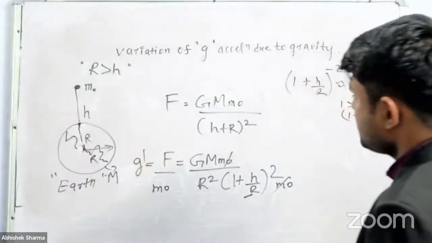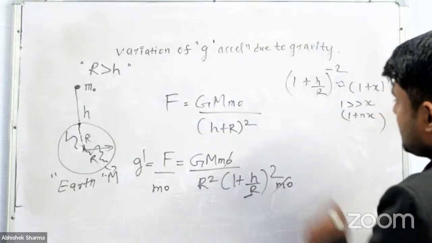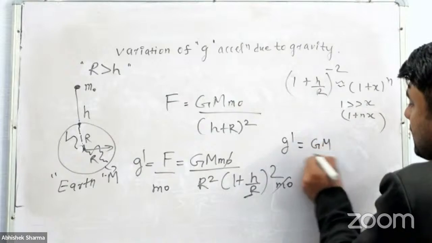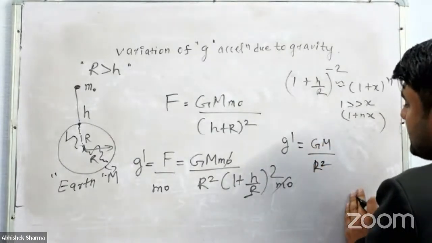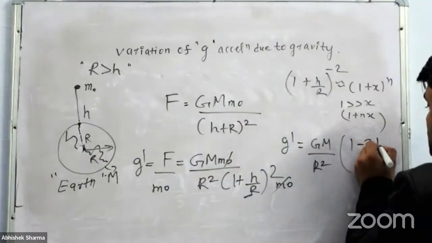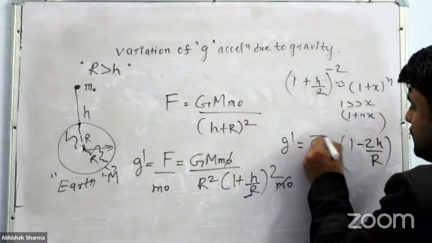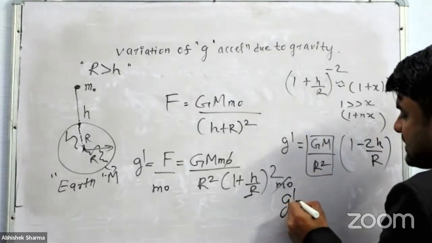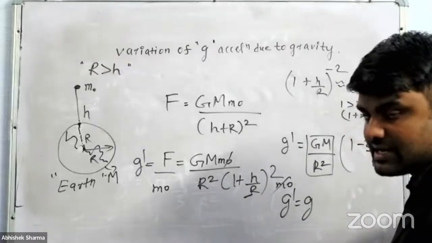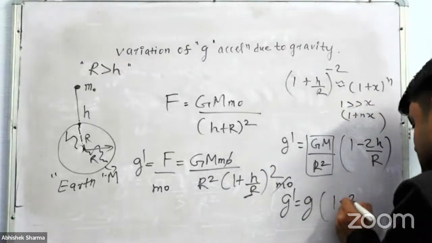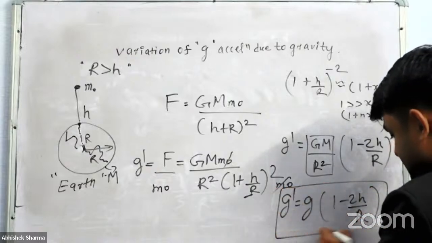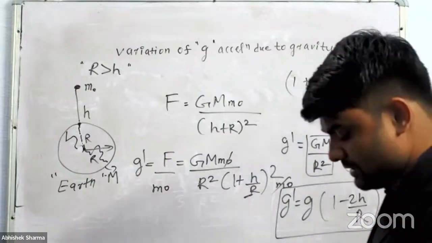So now what you're going to do is just place the values. Okay. So I'll say g dash is equal to G M upon R square, and with the expansion, 1 minus 2h upon r. You already know that this is the simple g value, that is 9.8, or you can take it as 10 meter per second square, as per your convenience. So g dash equals g times 1 minus 2h upon radius. This is our expression. Okay, please note it down.